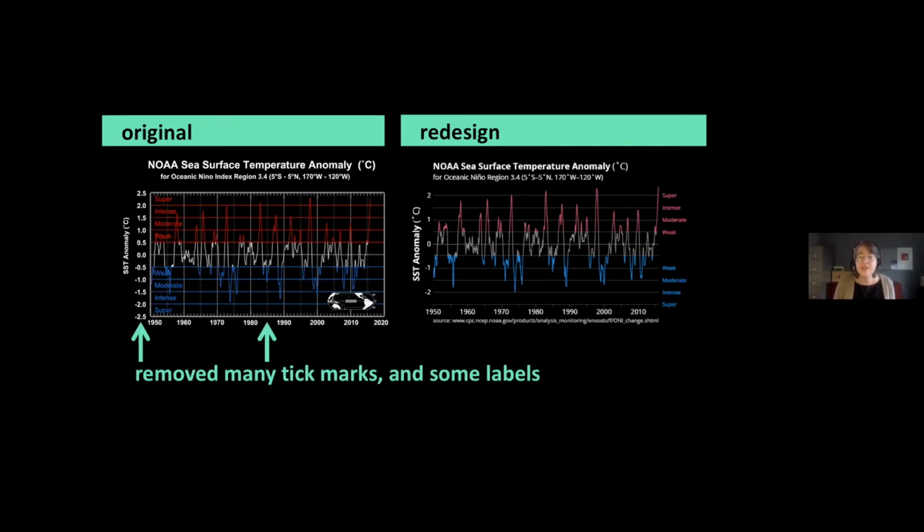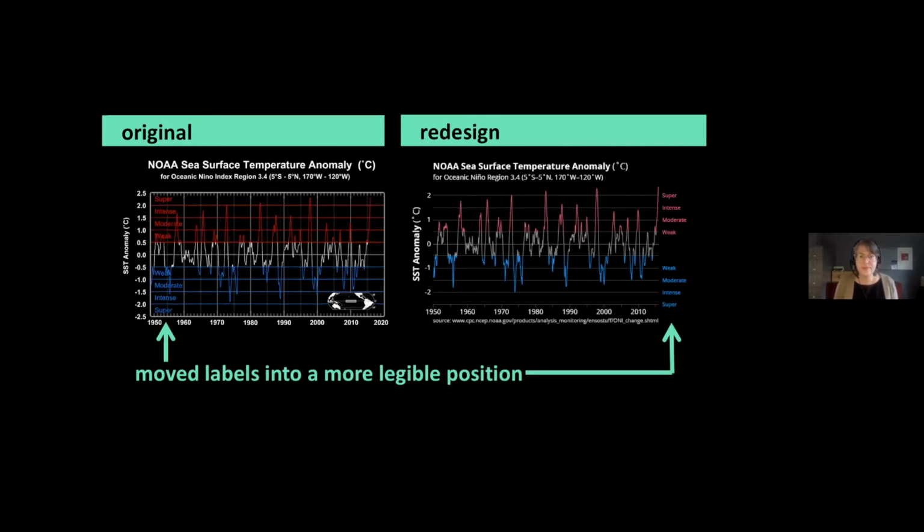He removed intermediate tick marks and some of the labels, which made the remaining labels easier to read and reduced the visual noise. Visual noise, you can think of it as clutter that doesn't really help you see the signal, but just might distract from that signal. He shifted some of the labels off to the side of the chart entirely.